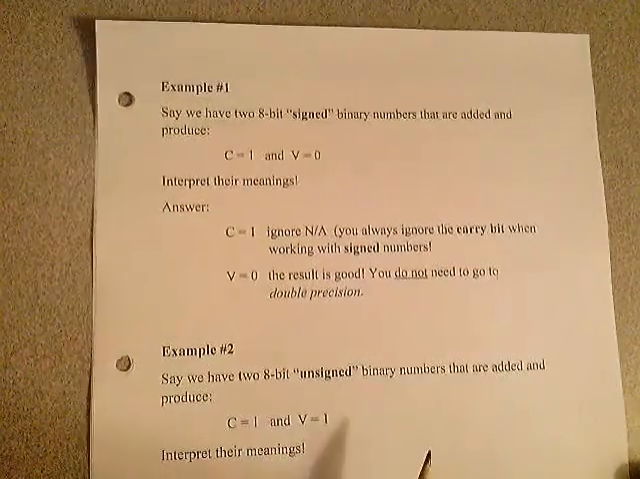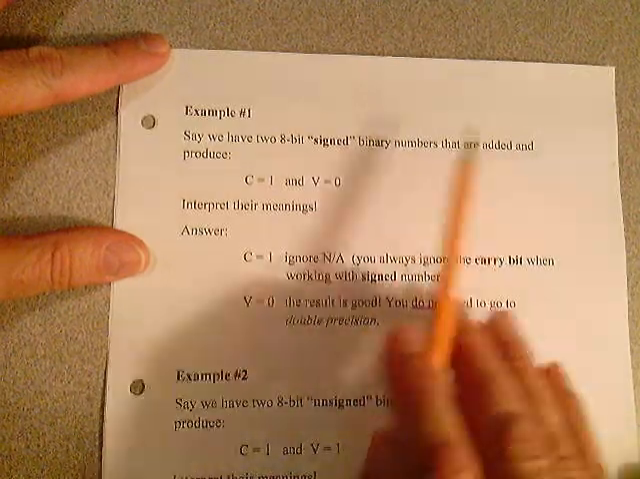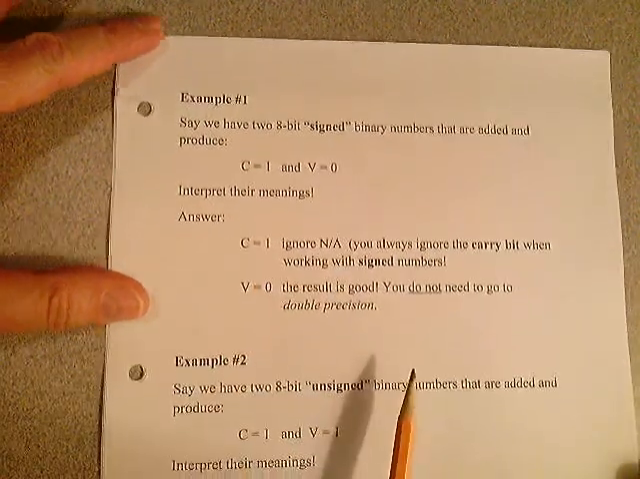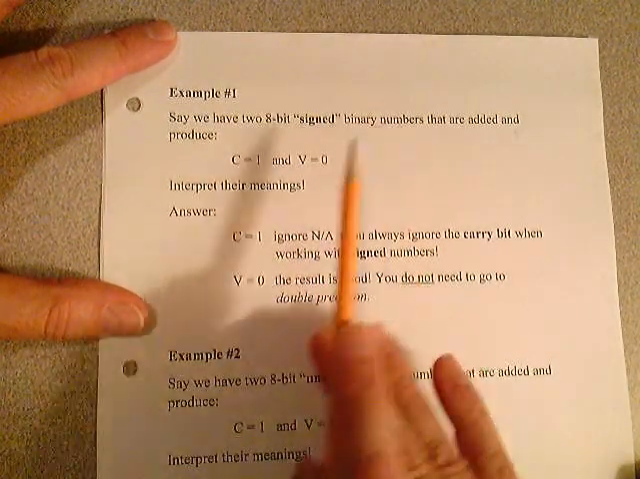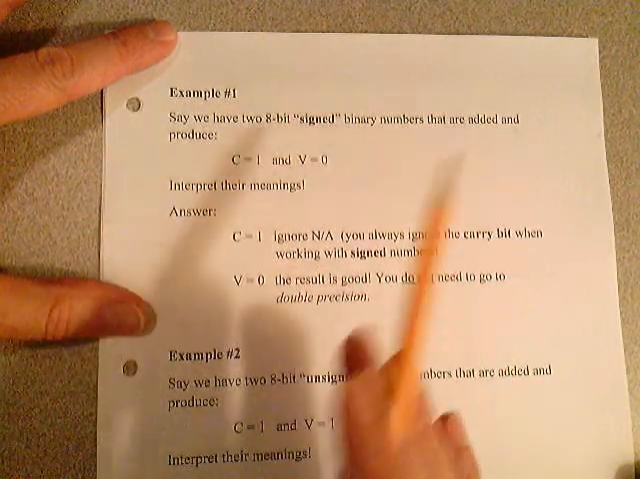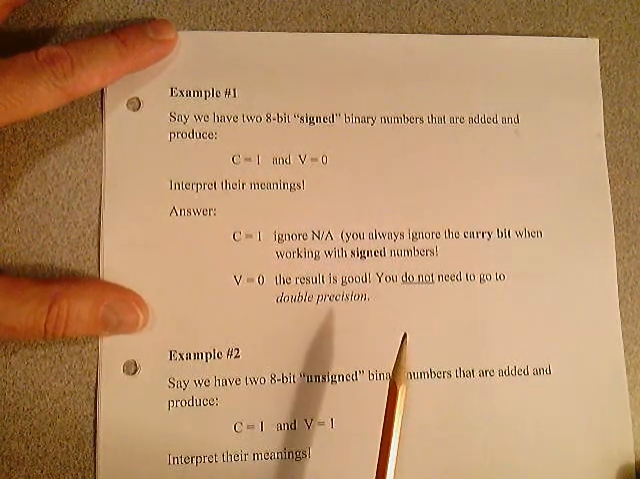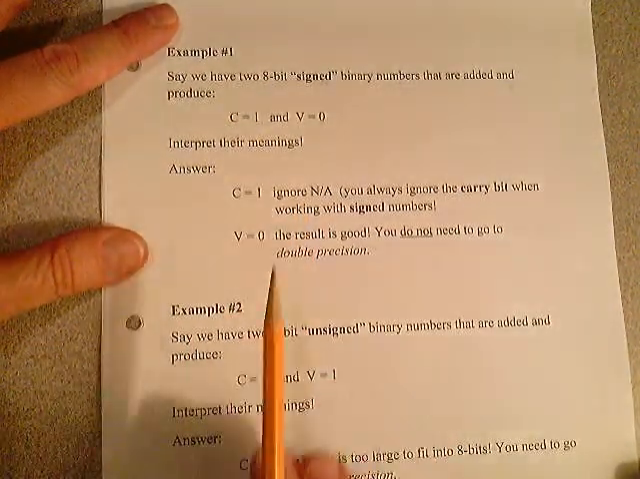So back to these examples right here now. Example number 1, say we have two 8-bit signed binary numbers that are added and produce carry equal 1 and overflow equals 0. Interpret the meanings. It's signed binary numbers. When I say signed binary, 99.9% of the time, I mean 2's complement. And so will everybody else. Here's your answers. Make sure you understand that.